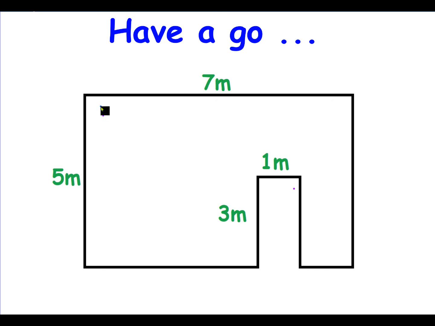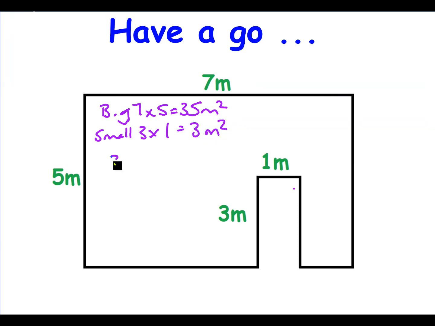Okay, so the big area is 7 meters by 5 meters, which is 35 meters squared. The small area, which is the door frame, is 3 meters by 1 meter, which is 3 meters squared. Take one from the other, and you have the area of the shape is 32 meters squared.